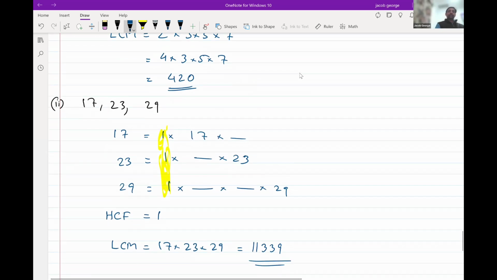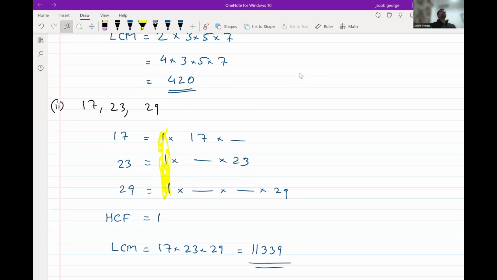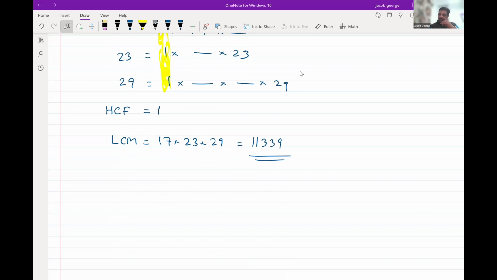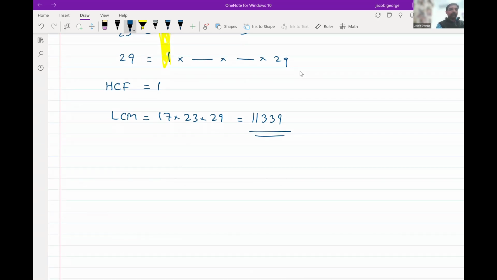In case there is no common factor, HCF is 1. Okay, in this category also I'll give one homework question: 8, 9, and 25. Please note down. Homework.